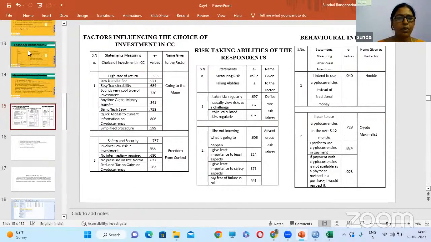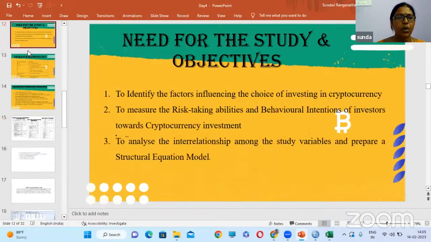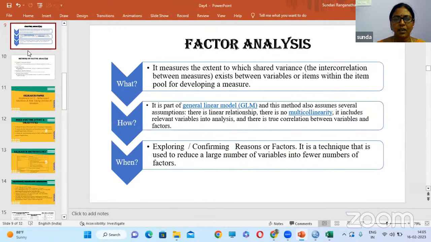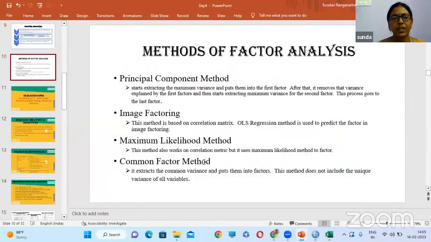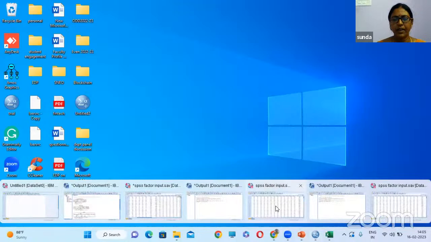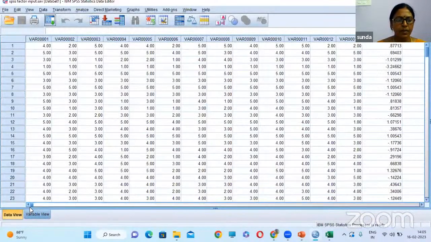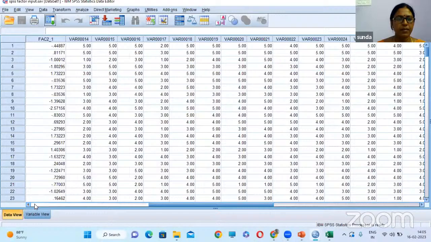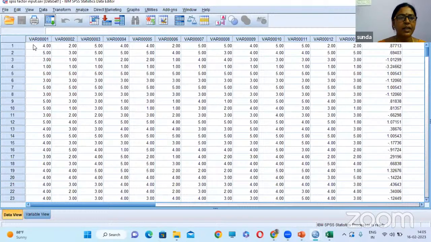Now we are going to learn how to apply factor analysis. As we have already discussed, factor analysis is meant for reducing the data and identifying a factor that will represent a group of statements in our study. So now we will move on to a demo on how to apply factor analysis. These statements are there in the study.